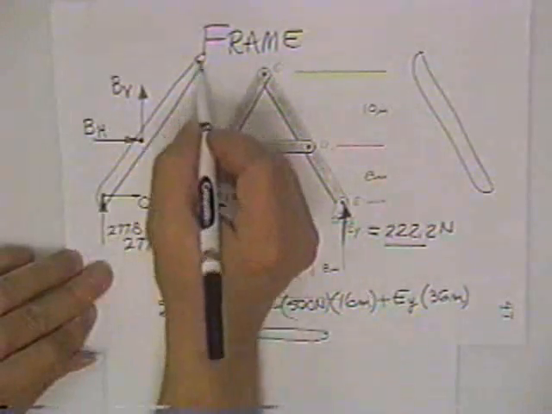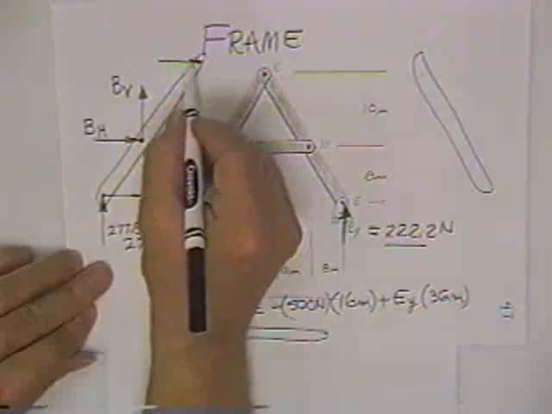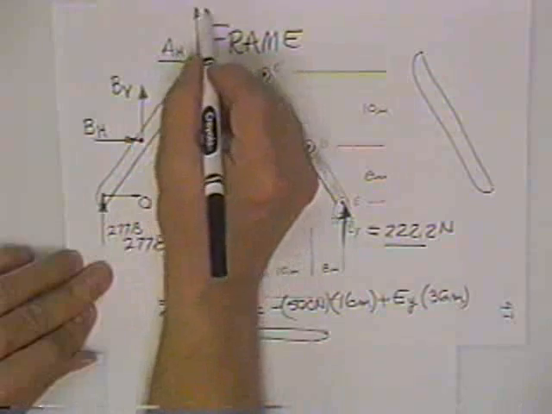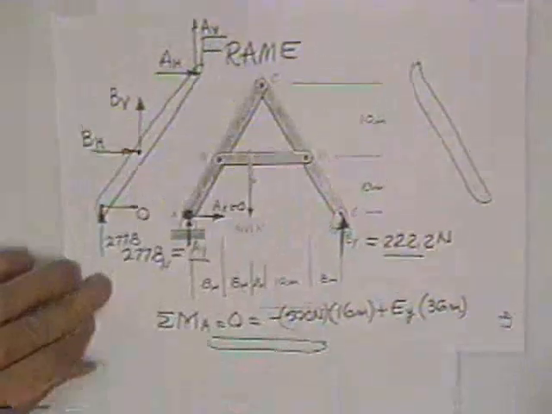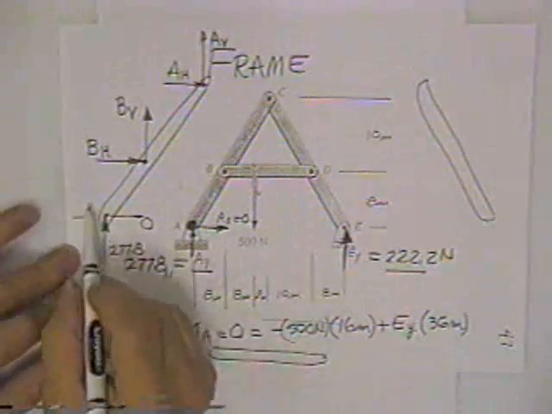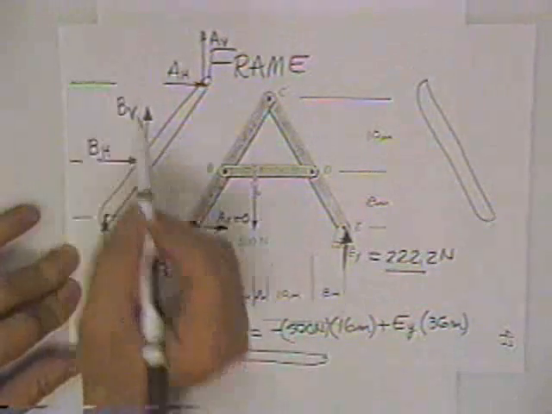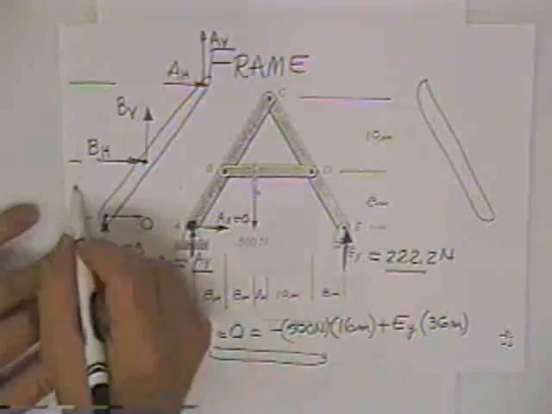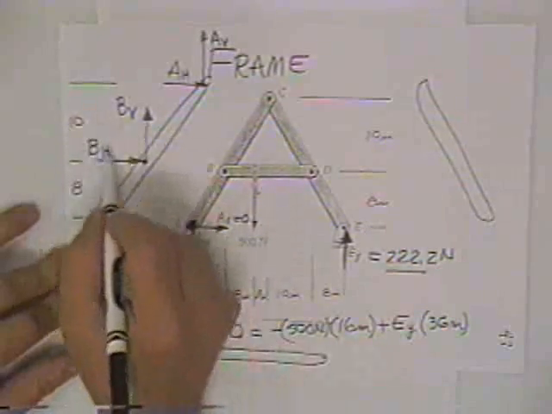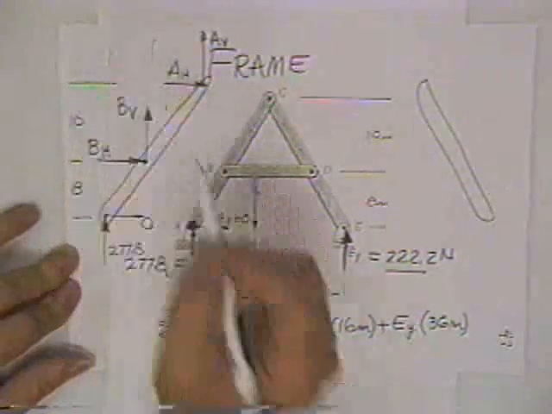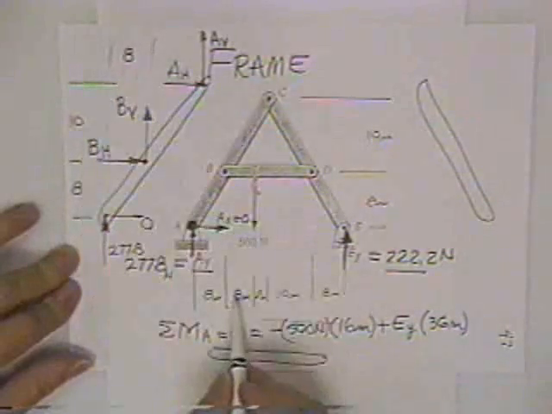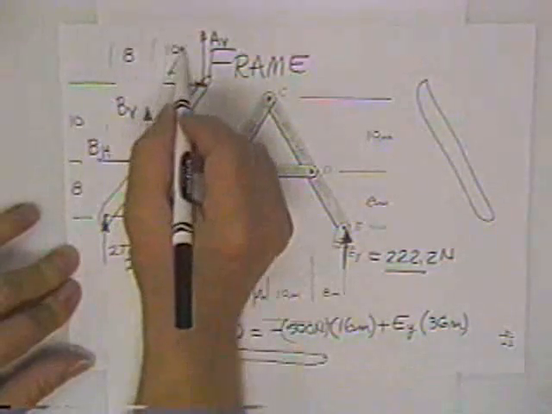You opened up the pin at A. There's my guess, A horizontal. Here's my guess, A vertical. And you need dimensions, or you'll go crazy. On the free body, this dimension is 8, and this dimension is 10. And across the structure, this dimension is 8, and that dimension is 10.